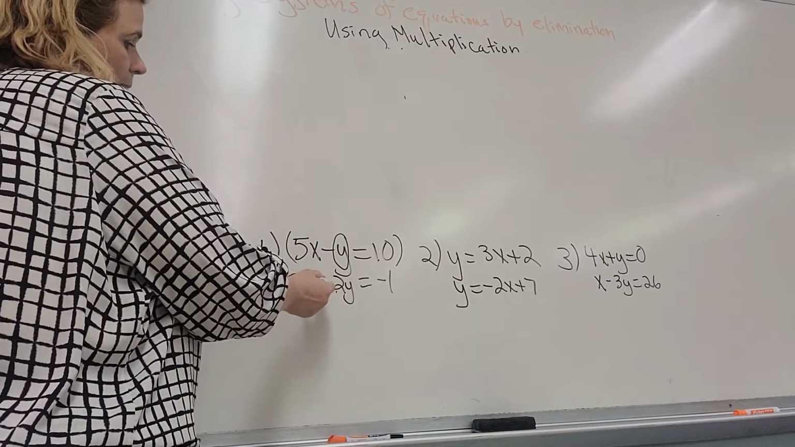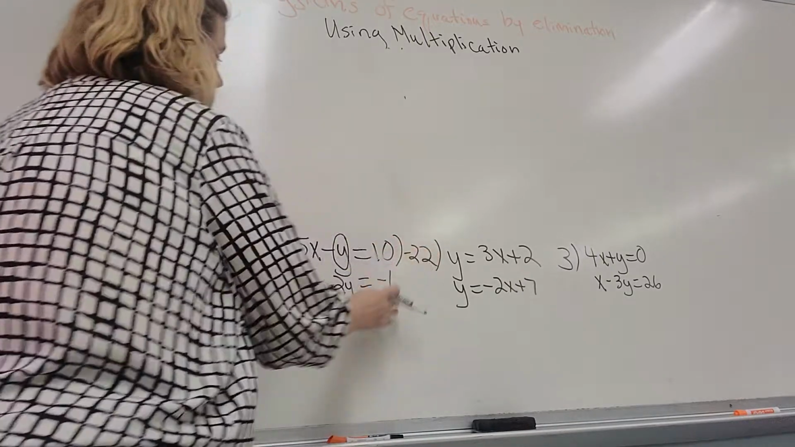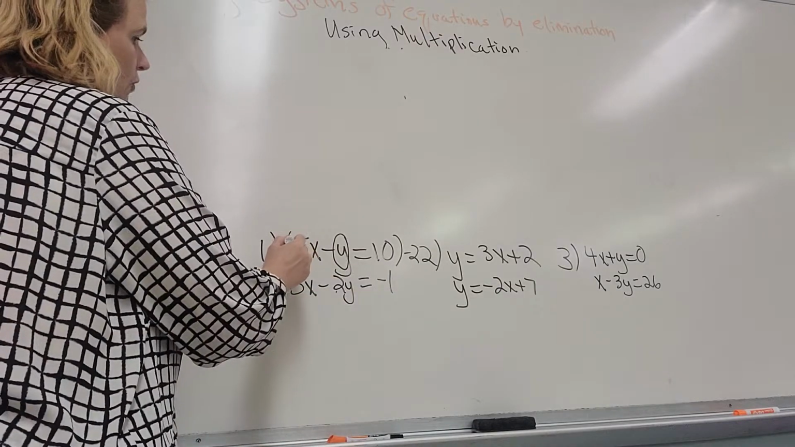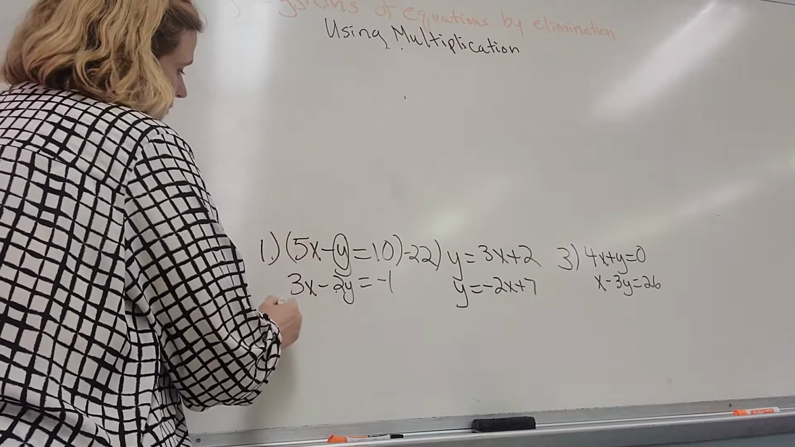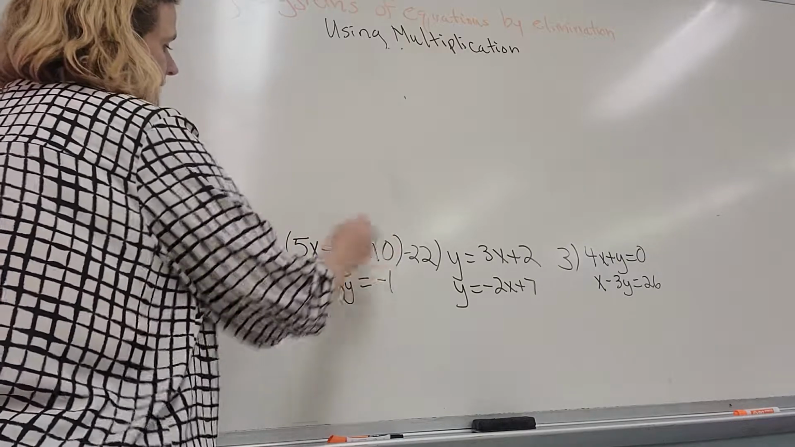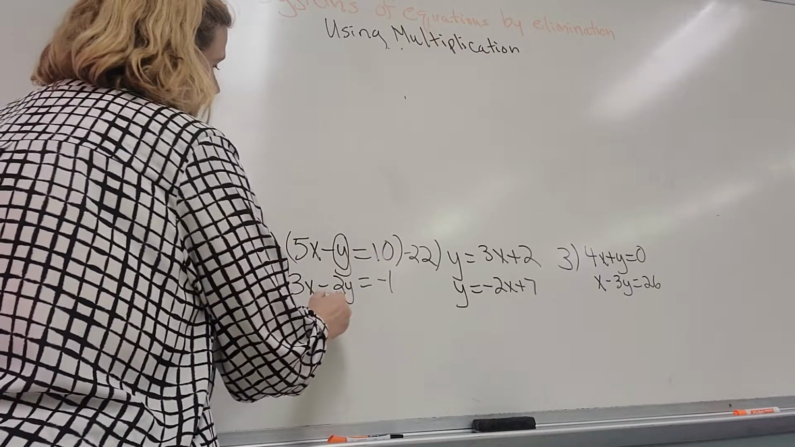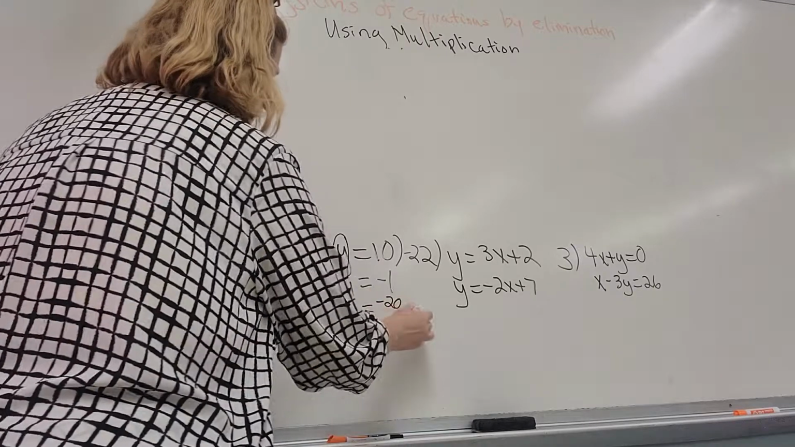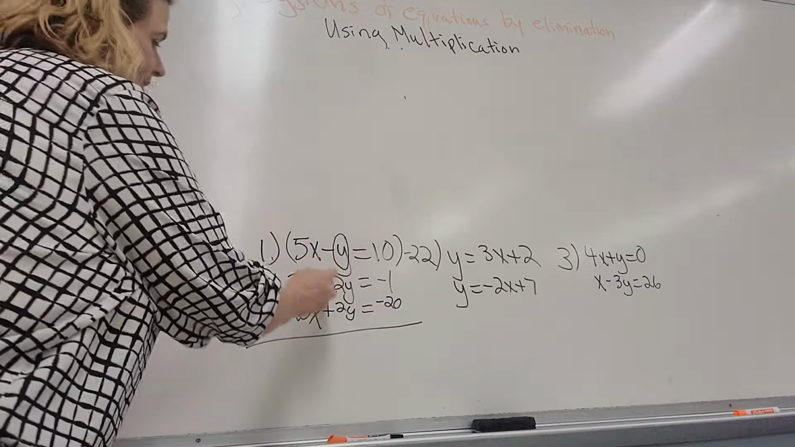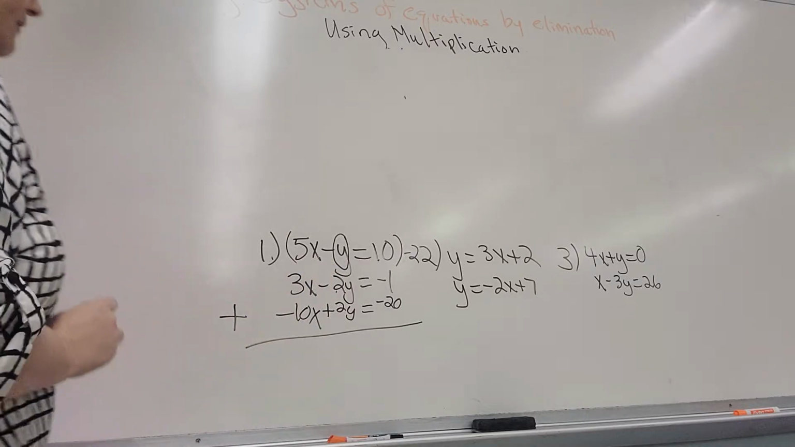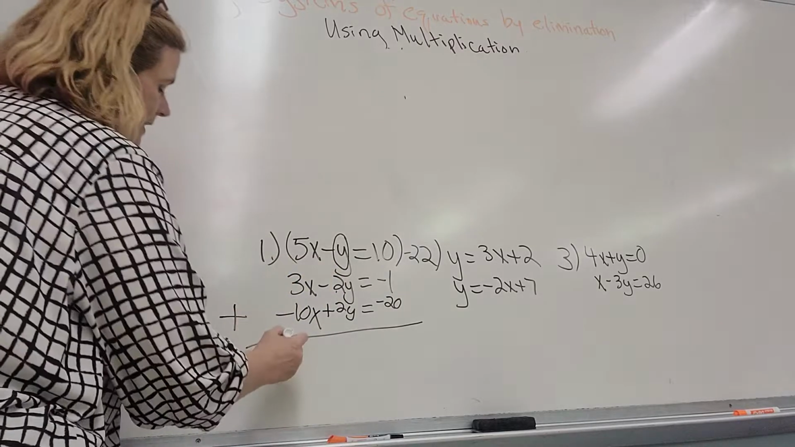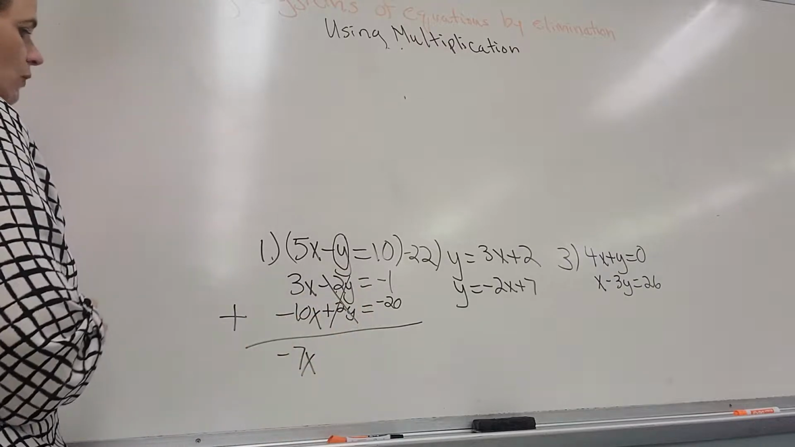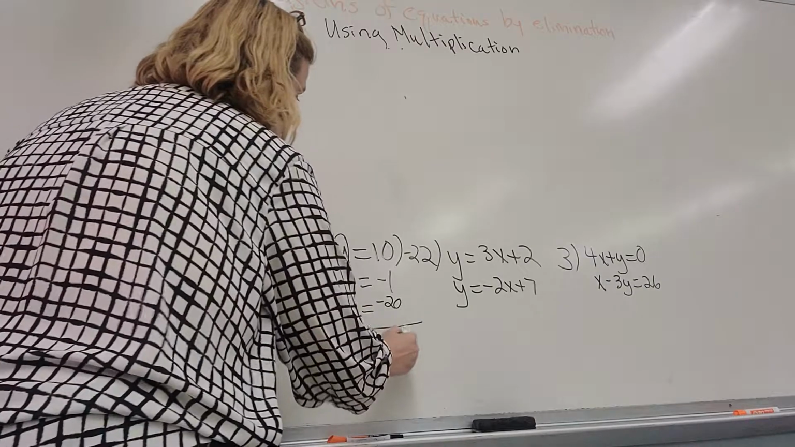Let's multiply it by a -2, and I'm just going to put it underneath here, and then we'll be able to add or subtract. So 5x times -2 is -10x, -2 times -y is +2y, -2 times 10 is -20. These are different signs, so I'm going to add. If they're different, you add. 3x plus -10x is -7x. We got rid of our y's. -1 plus -20 is -21.